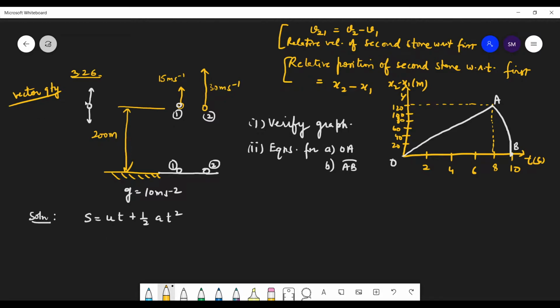So to represent the vector quantities, I need to choose the direction of motion. Initially they started going up, so the direction of initial motion I will be taking as positive. So this direction is positive, and obviously this direction will be negative. So I will be writing the vector quantities with this direction as negative and positive, and then their magnitudes.